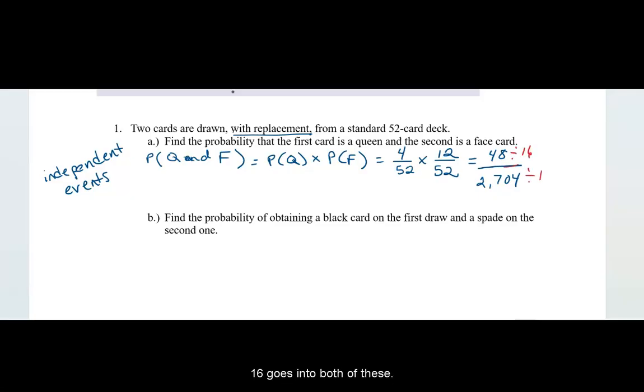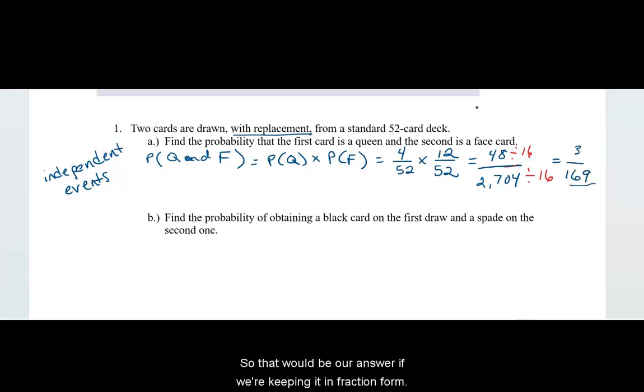16 goes into both of these, so you can divide both of those by 16. And what we have would be 3 out of 169. So that would be our answer if we're keeping it in fraction form.